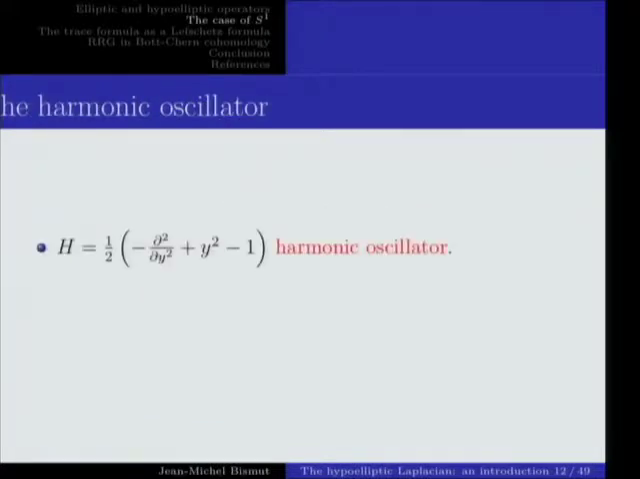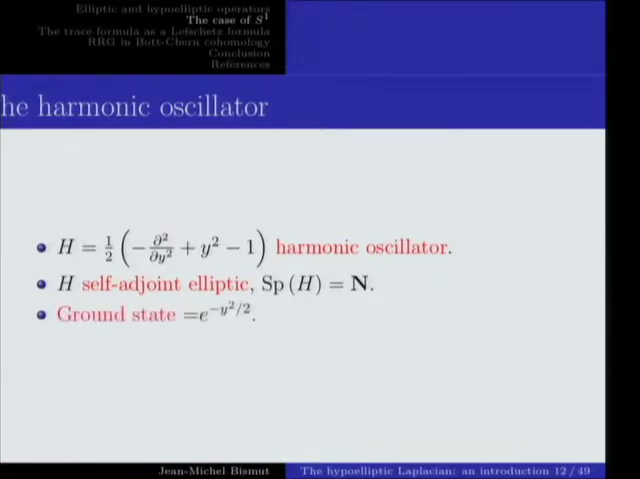So let me go back again now to the harmonic oscillator in one dimension, in the variable y, H. It is well known. This is an operator which is essentially self-adjoint, elliptic, and whose spectrum is given by the integers. The ground state of the harmonic oscillator, corresponding to the zero eigenvalue, is exactly the Gaussian I was dealing with before.